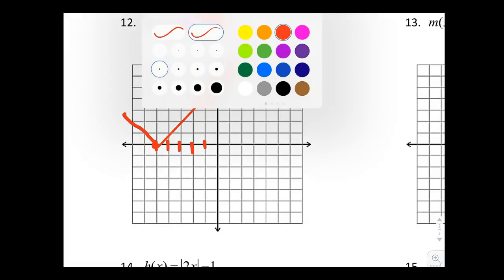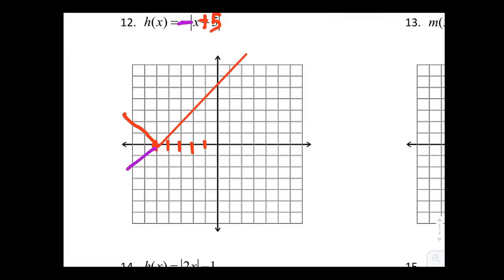Then it flips upside down. Looks like that. I get both V shapes. Okay, so that was a flip upside down, and it was a move to the left 5. It's helpful if you put these in order.